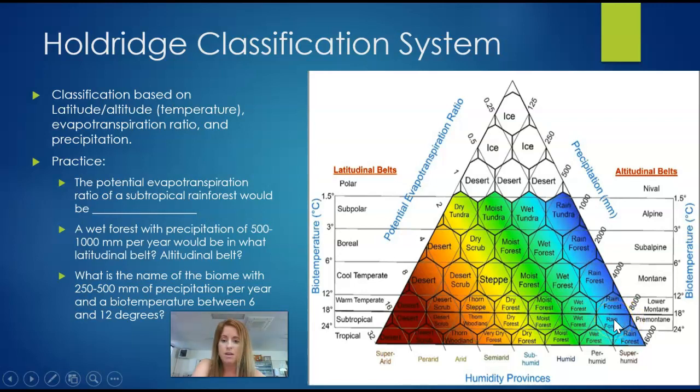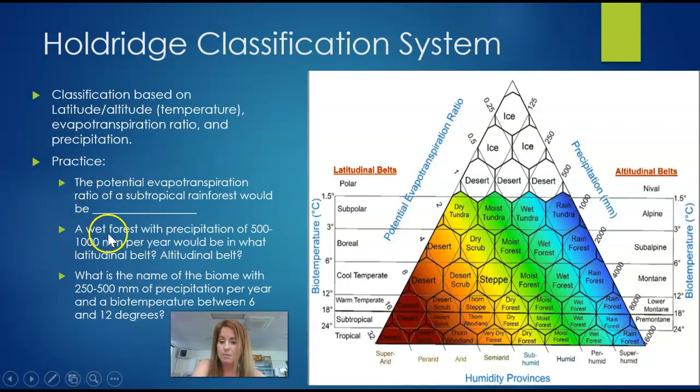If it wants to know the evapotranspiration, then I would go up here. So it's everything in here, that's their evapotranspiration. So it'd be less than 0.25. So probably 0 to 0.25 would be the evapotranspiration in a subtropical rainforest.